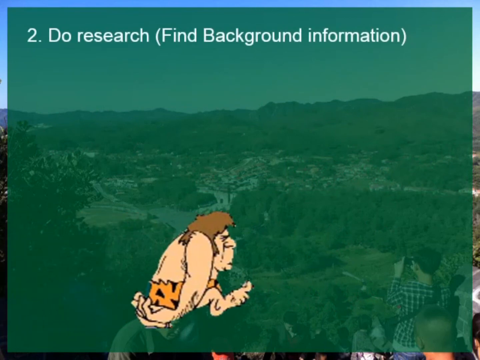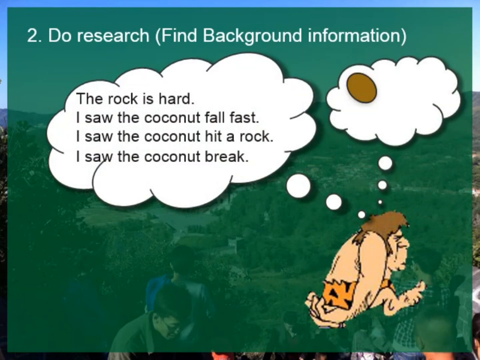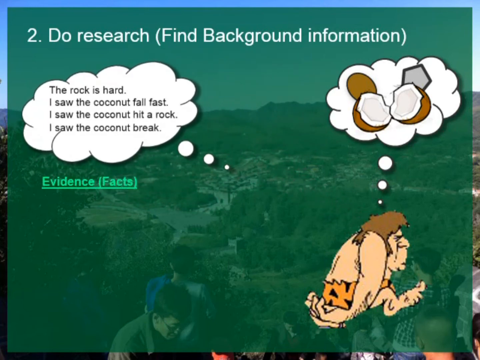So, looking at our caveman, as we said, it was pretty easy for him. He thought about simple facts that he already knows. The rock is hard. The coconut fell fast. The coconut hit the rock and the coconut broke. Those are his facts, his evidence.